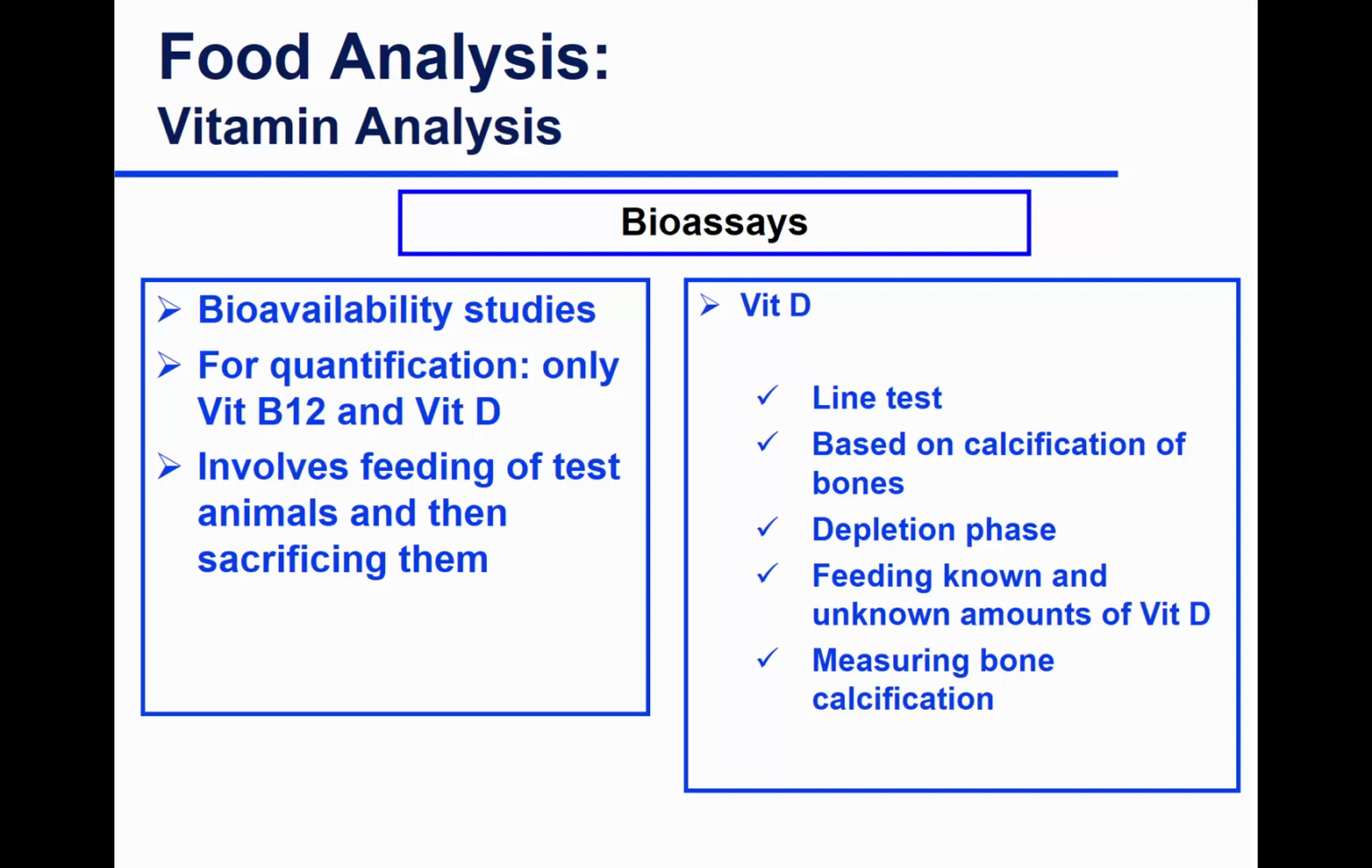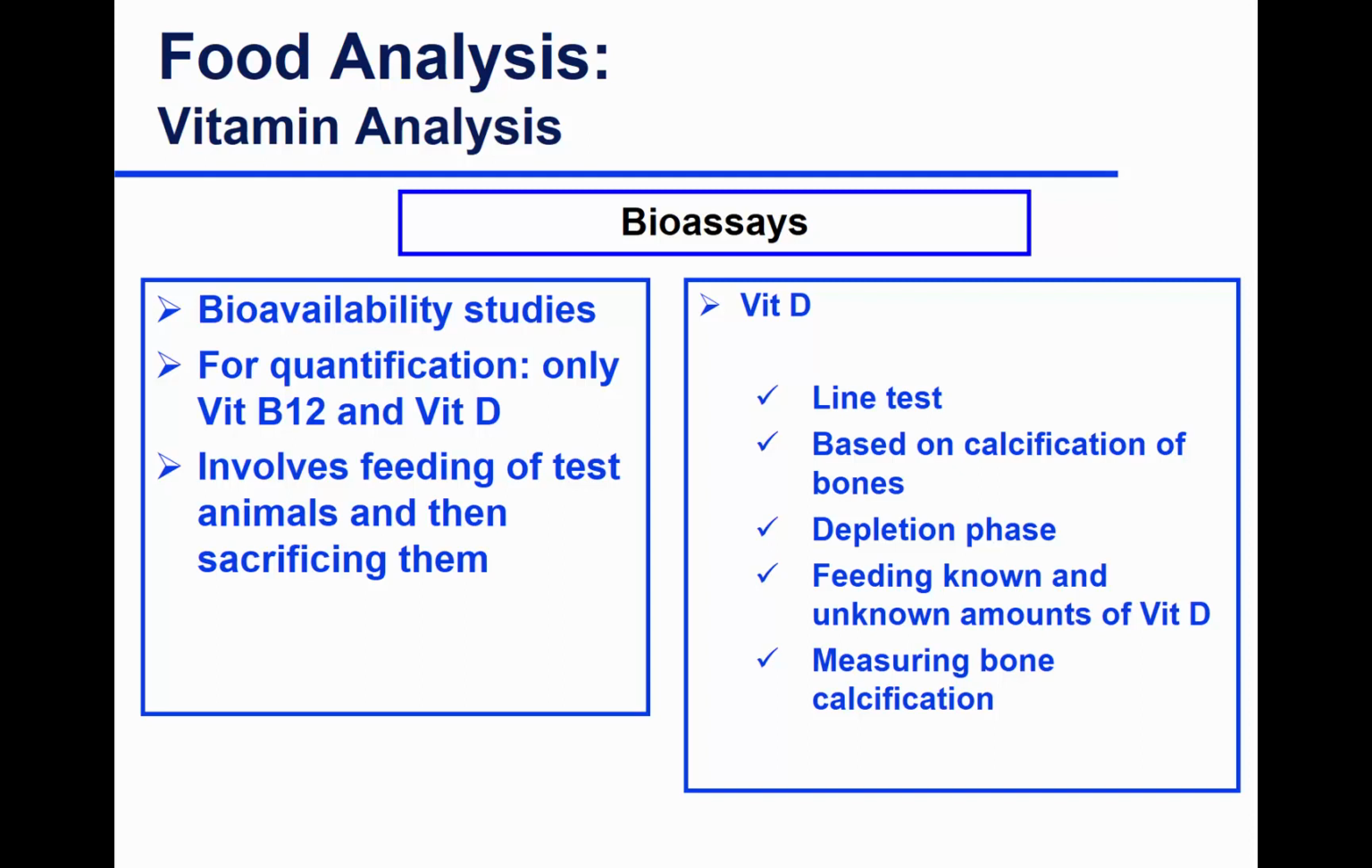So bioassays, that means we're using an animal model, and usually it is for the two vitamins, B12 and vitamin D. And they are official methods of analysis for certain foods. Basically we feed animals, usually rats, and then sacrifice them for measurement. For vitamin D, for example, the test is called the line test because it is based on the calcification of bones. A specific bone is pulled and the amount of calcification is measured, and it's directly proportional to the concentration of vitamin D.